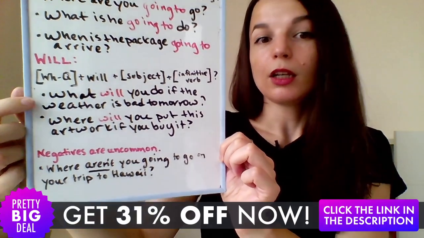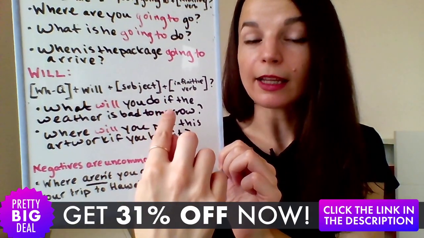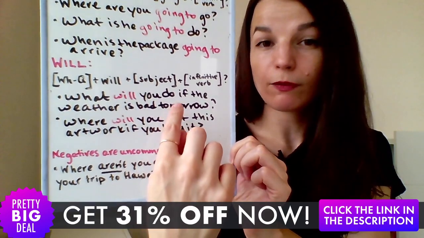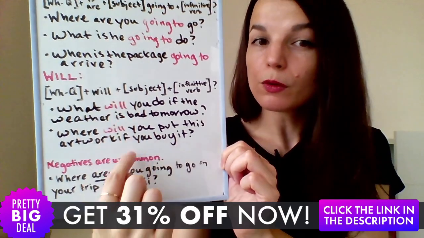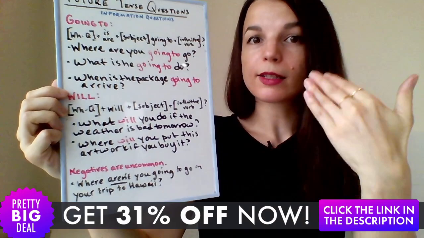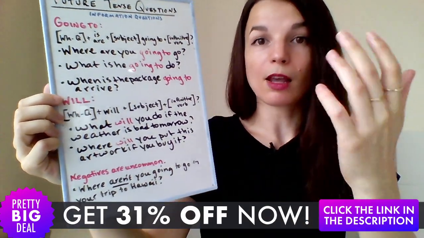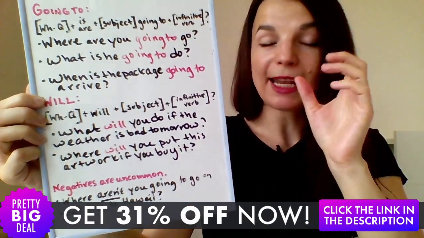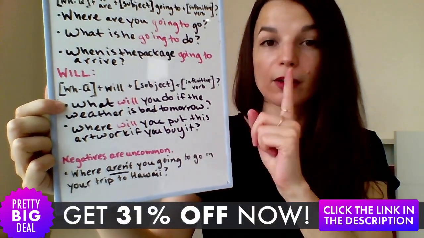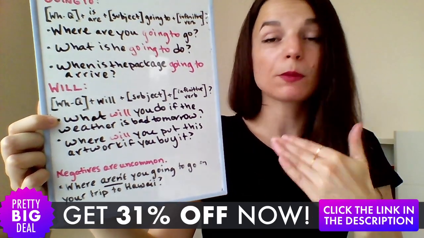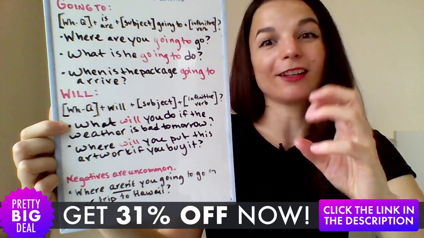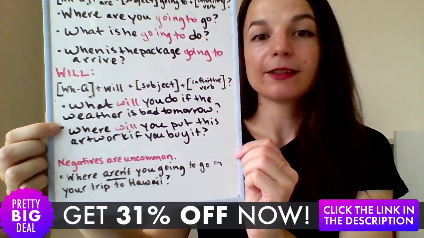So you'll notice these two questions, I included an if part here, if you buy it, or if the weather is bad tomorrow. We use will in these questions, again, when we want or expect the other person to make a decision in that moment. So, what will you do if the weather is bad tomorrow? Means I don't expect you to already know. We're just imagining, so please decide now. That's the idea.